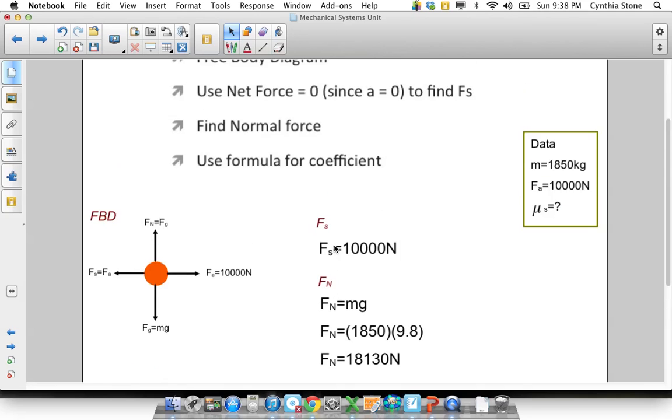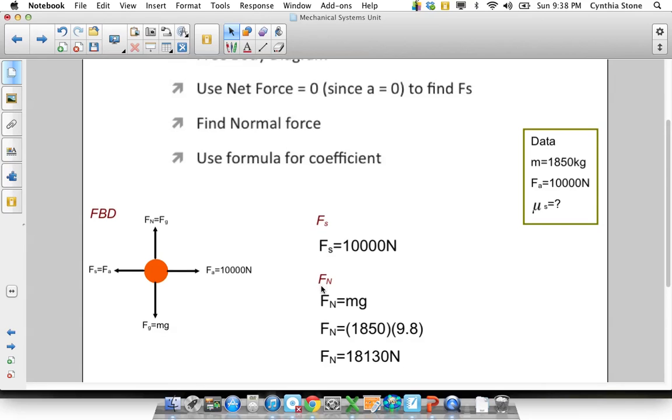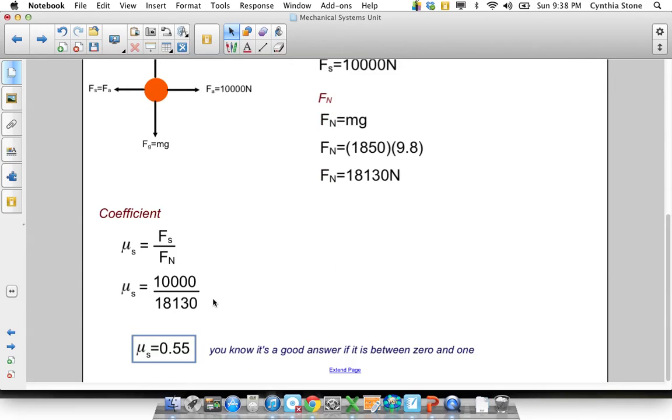Okay? So once you know Fs, and we do, then we can find normal because it's going to be equal to mg, so it's 18,130. So quite a few steps, right? All you're asked to find is the coefficient, but you can't just take the numbers and do that. You need to do a few steps. First figure out Fs, then figure out Fn, and then of course you can use this formula and solve for mu s. And I know it's a good number because it's between 0 and 1. Okay, so there's the general formula, sub in Fs, sub in Fn, do the divide, and you get the answer.